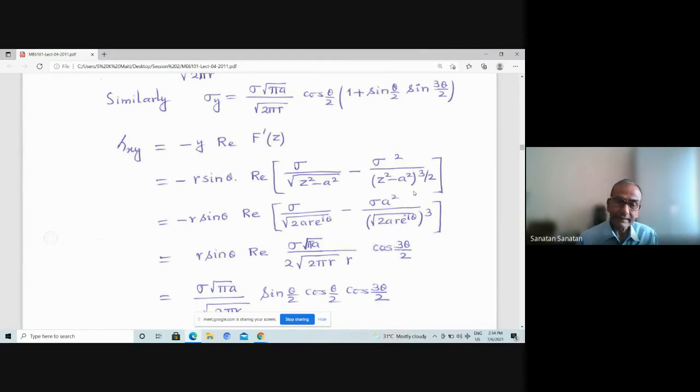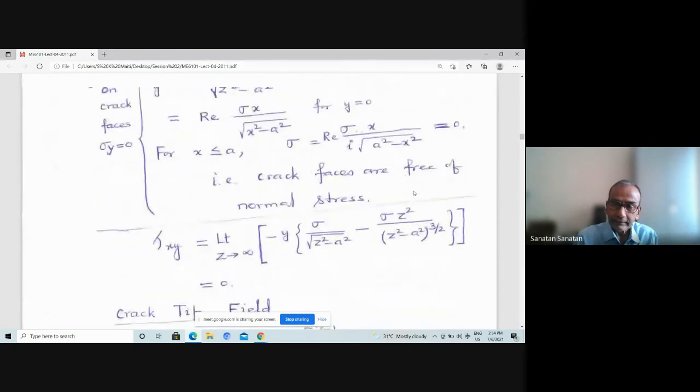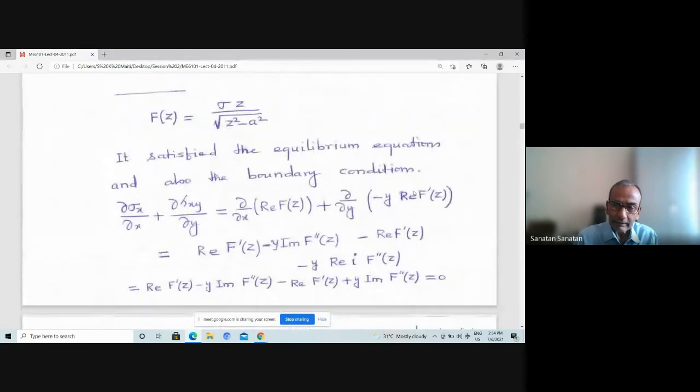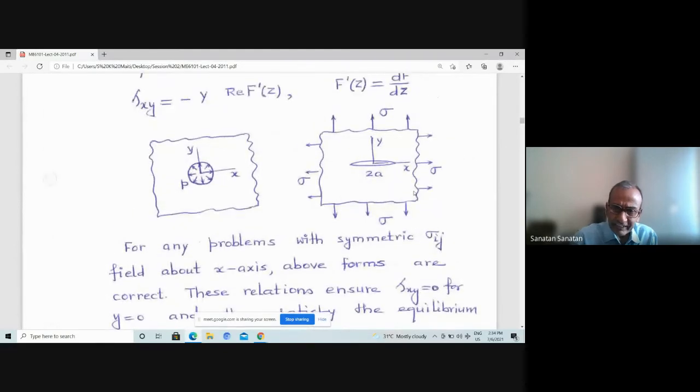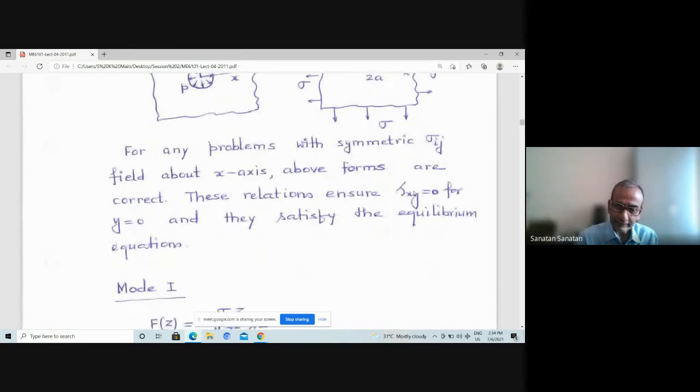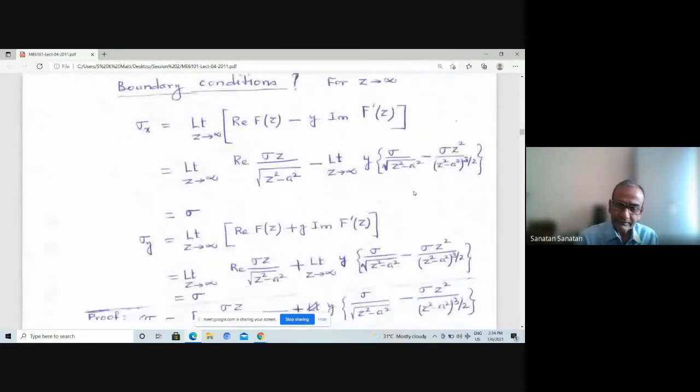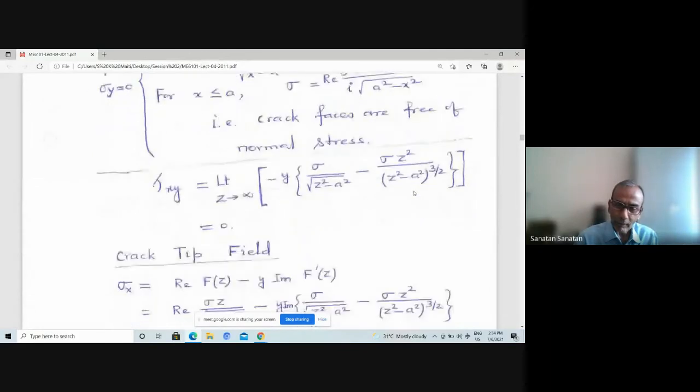Please remember, this stress field is correct only when r is very, very small. It is not valid everywhere. It is with the consideration that you are talking of the stresses very close to the crack tip, within a small circle whose radius is very, very small compared to the crack size 2a. Indeed, it is within about 5% or less of the crack size a that this solution is valid and accurate. So that's how the stress distribution around the crack tip in mode 1 was obtained.